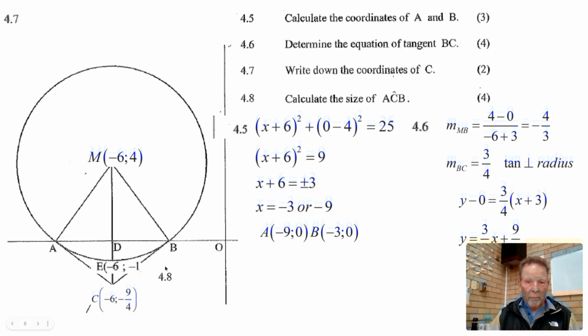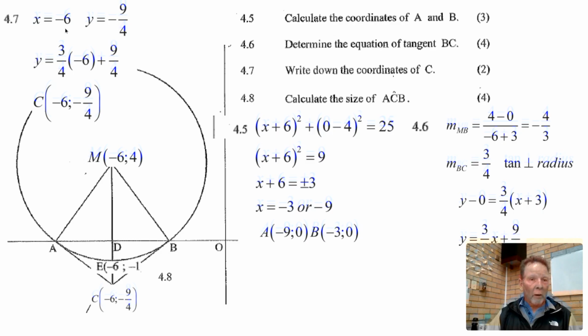Well, we know that C fits on this line, but the x value is minus 6. So all you do is take the equation of this tangent line BC and put in minus 6. When I did that, I got minus 18 over 4 plus 9 over 4. I got minus 9 over 4. There's the coordinates of C.